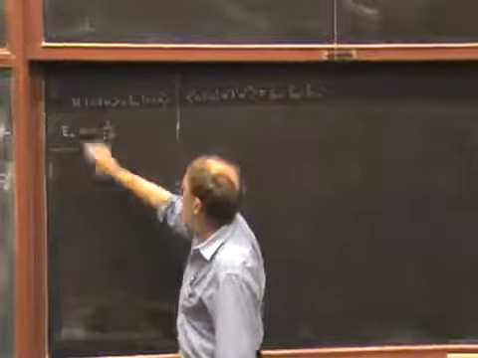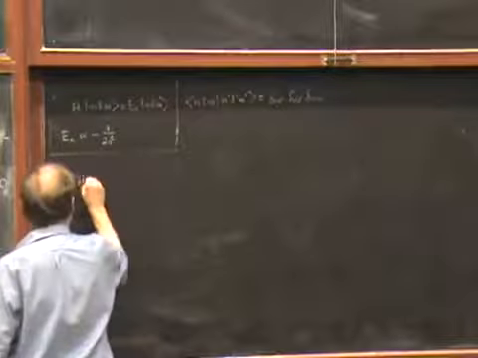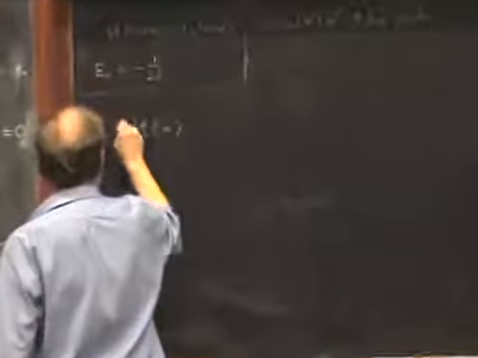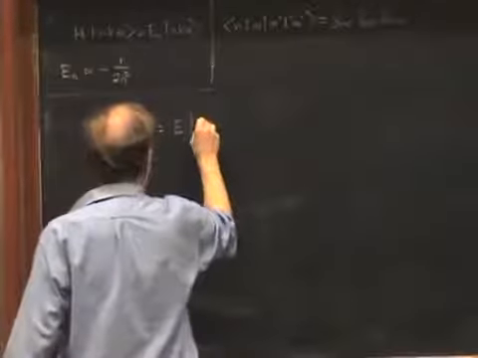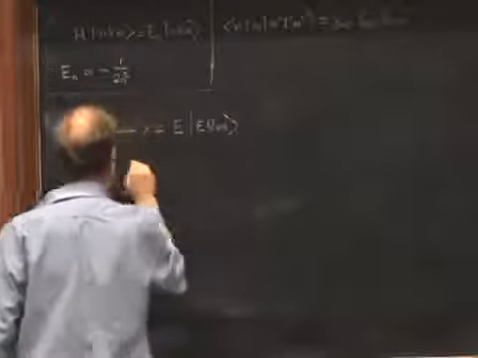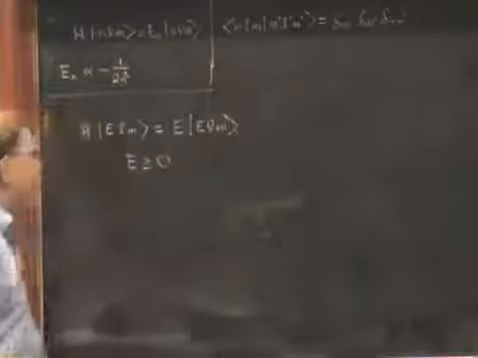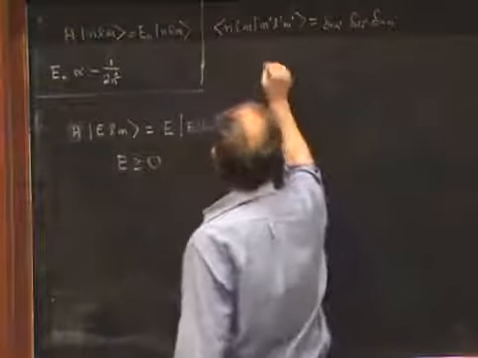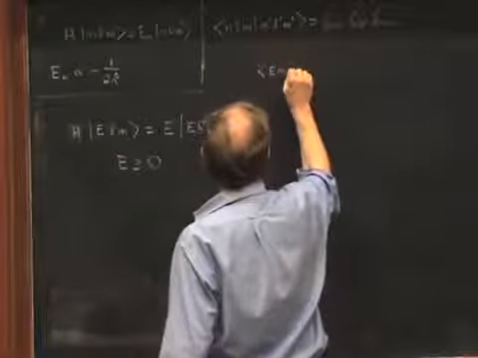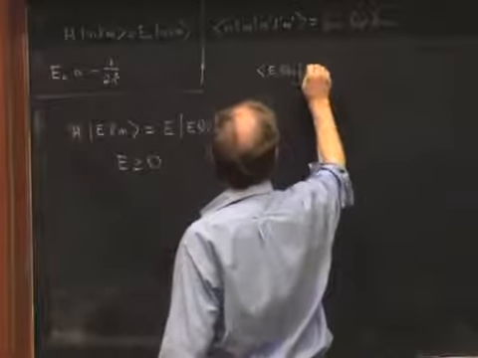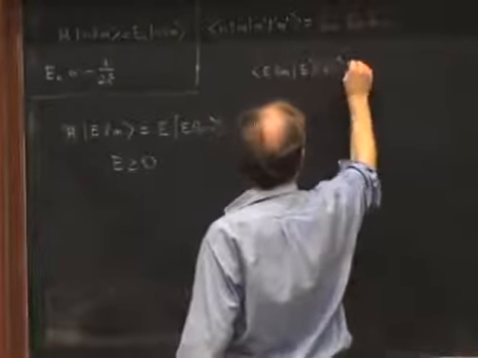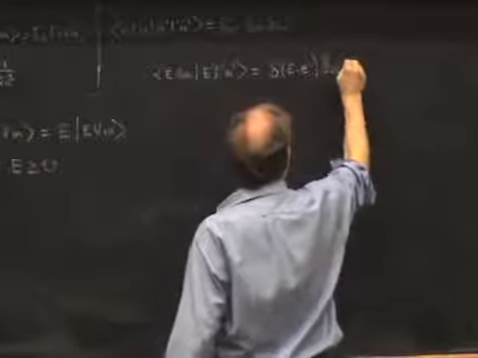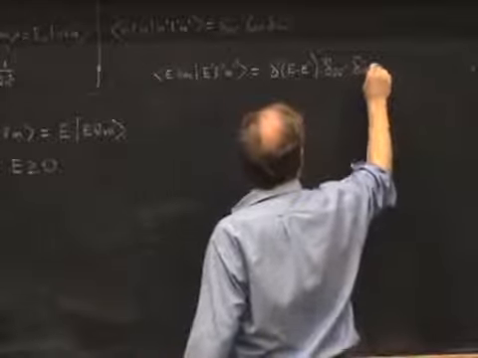However, the hydrogen atom also has positive energy eigenstates, and I'll denote those |Elm⟩ like this. And this is the case where E is greater than or equal to 0. It's a continuous spectrum now. There's no discrete values of the energy. And we can normalize these in the following way: the scalar product of |Elm⟩ with |E'l'm'⟩ is a Dirac delta function in the energies times the Kronecker delta in the l's and the Kronecker delta in the m's.